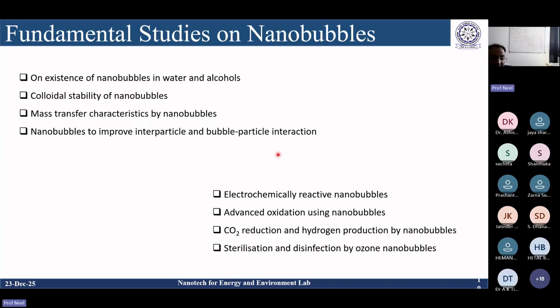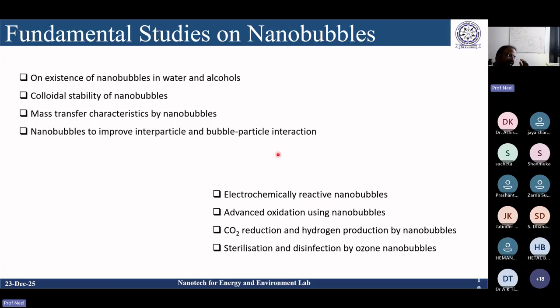So what we are typically studying in my research group is the existence of bubbles in alcohol as well. Recently we have done a lot of research work where we are providing proof of why bubbles are stable in alcohol. I understand that in the case of water it's fairly fine, because there is a certain charge, the OH minus charge, present in the water. But alcohol is a non-polar molecule. So do you think nanobubbles can exist in alcohol as well? These are the fundamental questions that we are trying to answer in my research group at IIT Ropar.